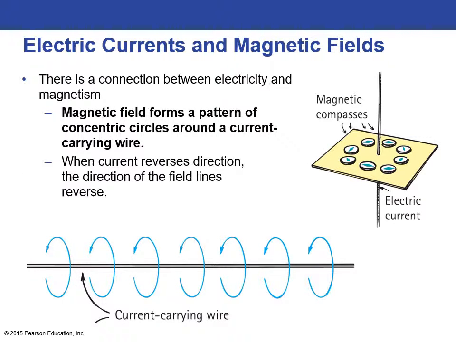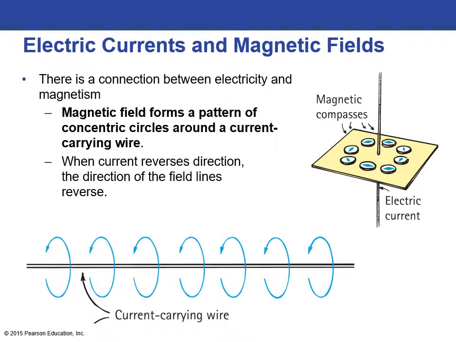So there is a connection between electricity and magnetism, and they used to think that there was not a connection, that electricity was one thing and magnetism was something completely different. But at some point they realized that these two things are connected. So a magnetic field forms a pattern of concentric circles around a current carrying wire.